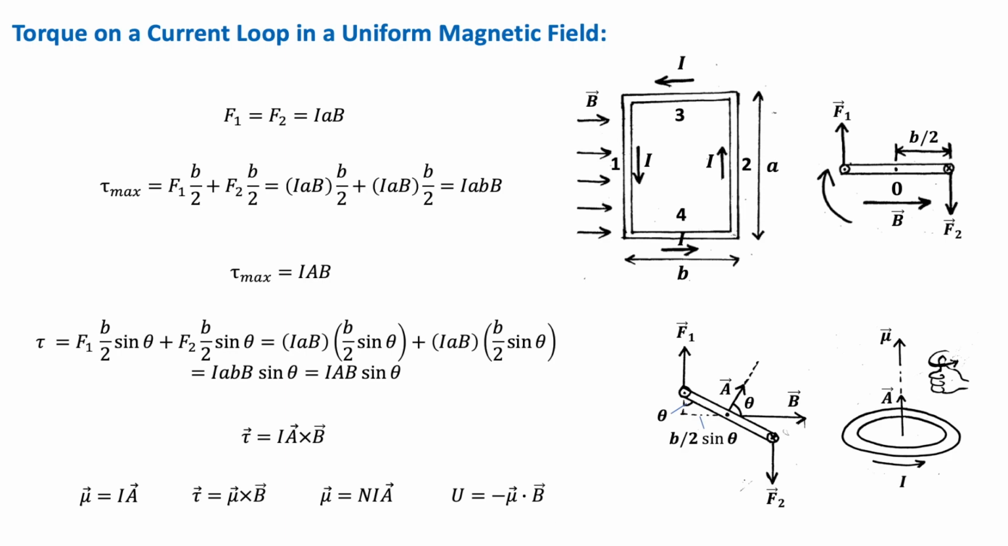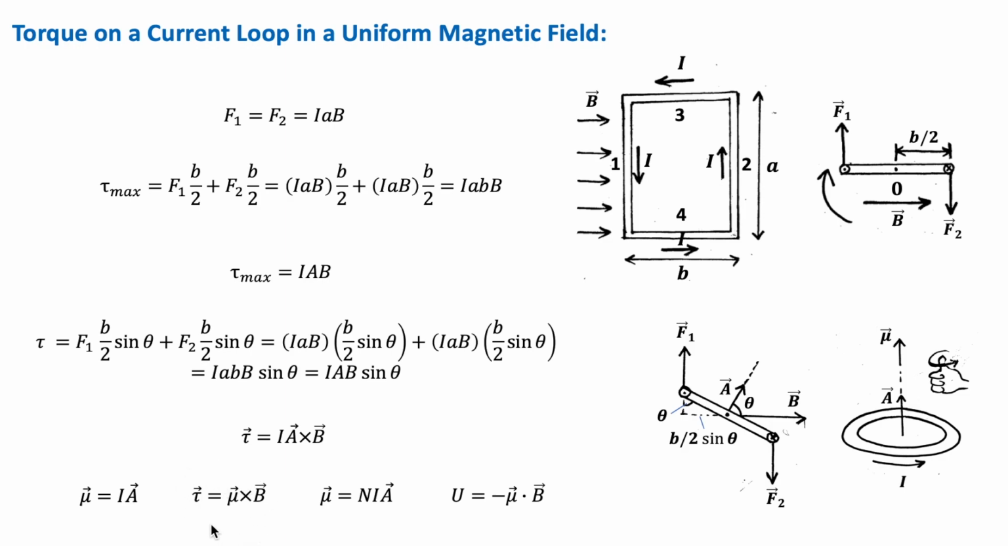So the SI unit of the magnetic dipole moment is ampere times meter squared. And so we can write the torque as mu cross B. Okay. And this expression is valid for any loop of any shape, not necessarily rectangular.